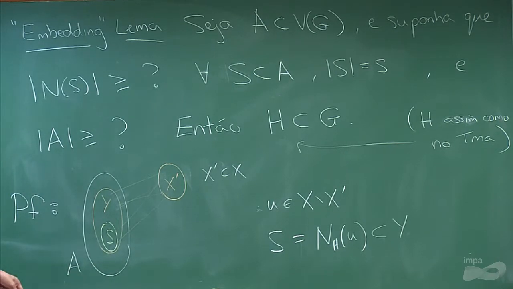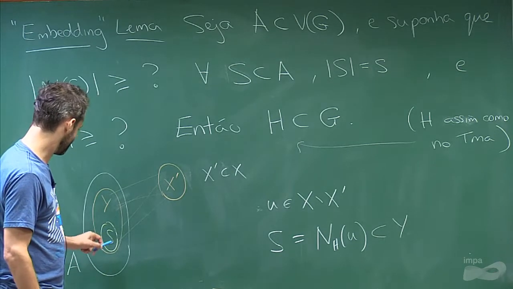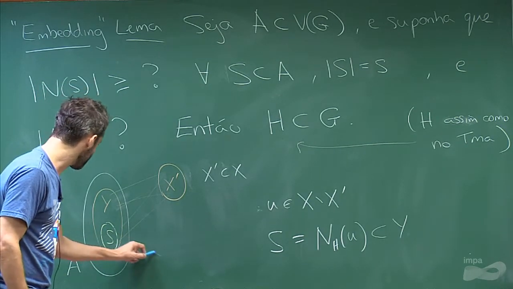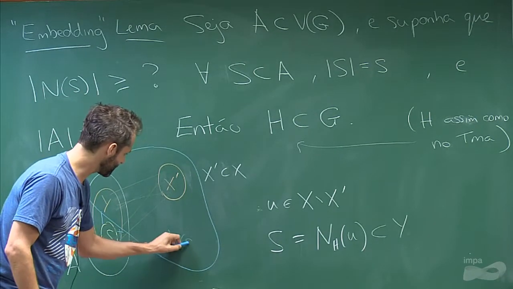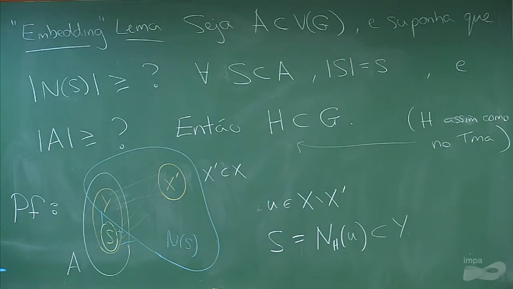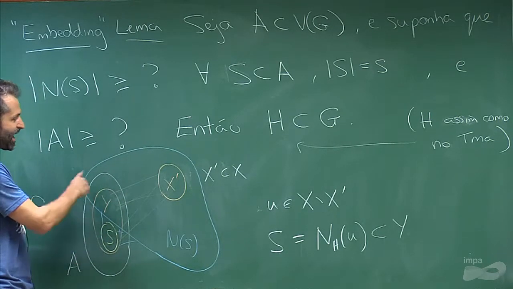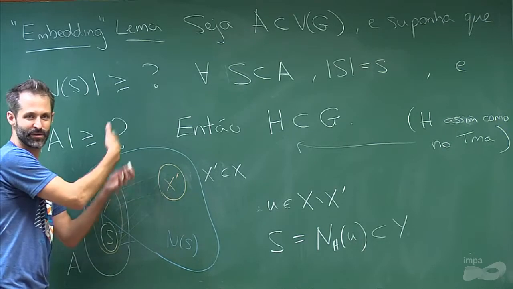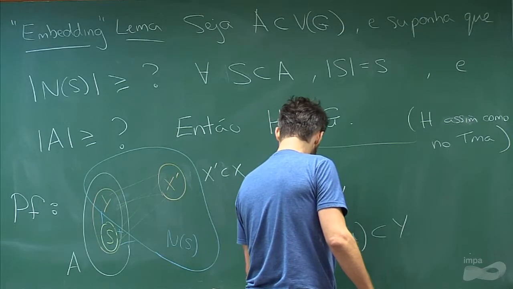Now what do I know? I know that the common neighbors of S are large. I'll draw them in blue. So here are the common neighbors of S. If anyone is colorblind in any color, then I apologize. Does that make sense? This is N of S. It's some set of vertices. Maybe it intersects A, maybe it intersects X prime, but whatever. And we know the neighborhood of S is at least something.